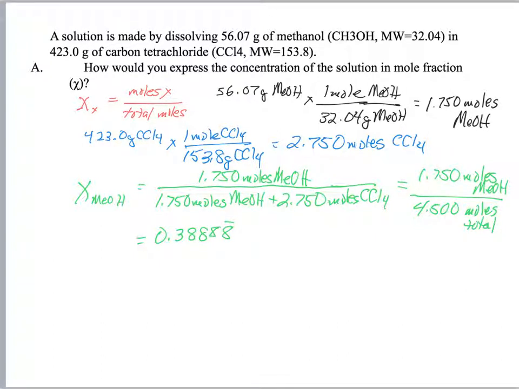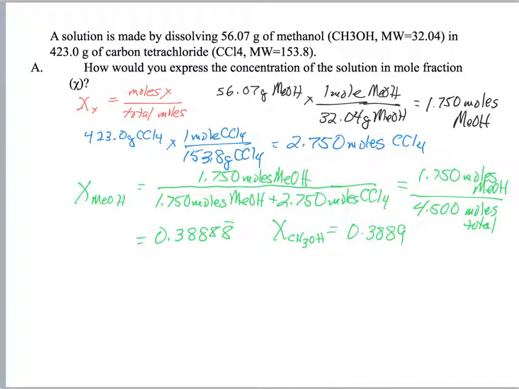And so that equals then 0.38888, and that repeated, since I had something that was related to 9. And so since we have 4 significant figures, we can say that the mole fraction of methanol is, to 4 significant figures, 0.3889. Now, it didn't express the preferred solute and mole fraction. You can express the mole fraction of the solvent as well.